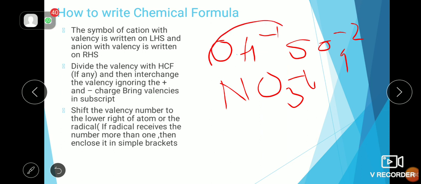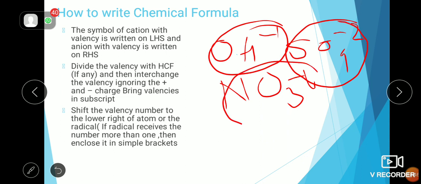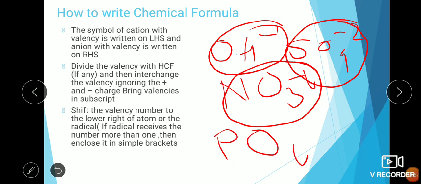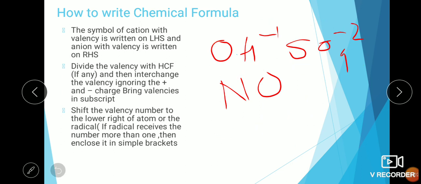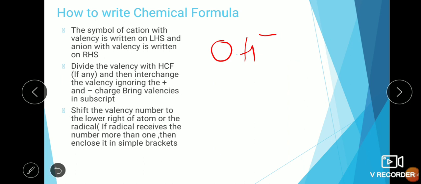Like OH minus is known as hydroxide, SO4 minus 2 is known as sulfate, NO3 minus 1 is known as nitrate. Another diatomic radical we are going to use is PO4 minus 3, which is known as phosphate. Now let's look at some chemical formulas having these diatomic radicals.